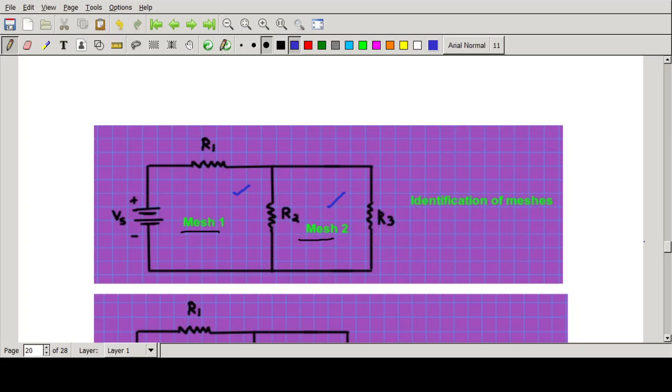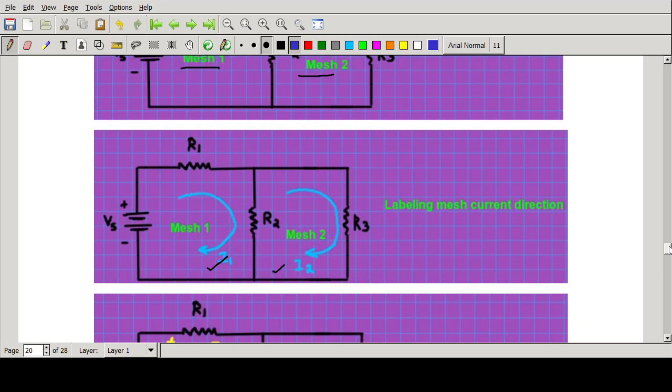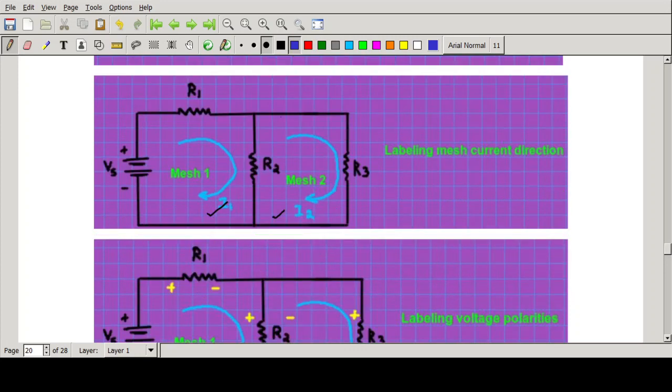Now the next step is to assign the direction of the current. For both meshes, I have taken the currents in the clockwise direction. That is not compulsory. If you want, you can take it in the reverse direction also. That doesn't matter. The current in mesh 1 is taken as I1 and the current in mesh 2 is taken as I2. Both I1 and I2 are in the same direction, which I have assumed to be clockwise.